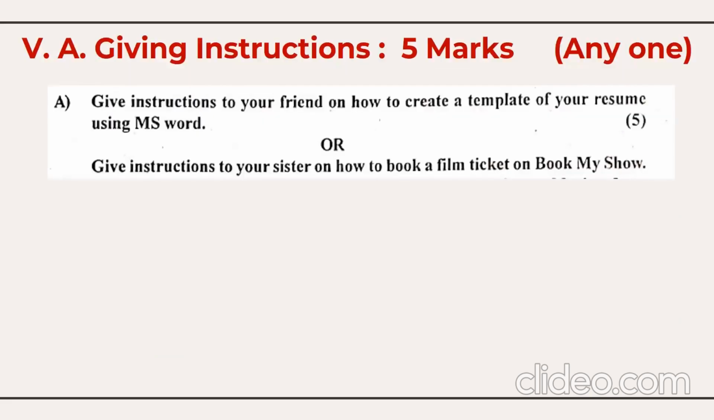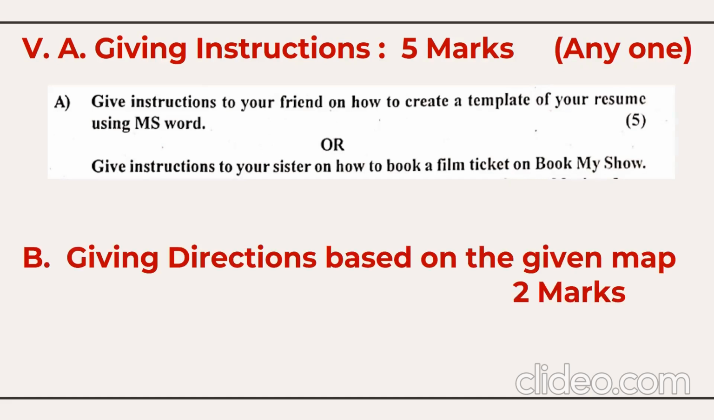Now, the next question you have here is how to give instructions. Here you have a choice. You have 2 questions for the instructions. For example, give instructions to your friend on how to create a template for your resume. Give instructions to your sister on how to book a film ticket on bookmyshow.com. Like this, you will be given a choice and you select anyone you feel more comfortable with. So giving instructions is 5 marks.